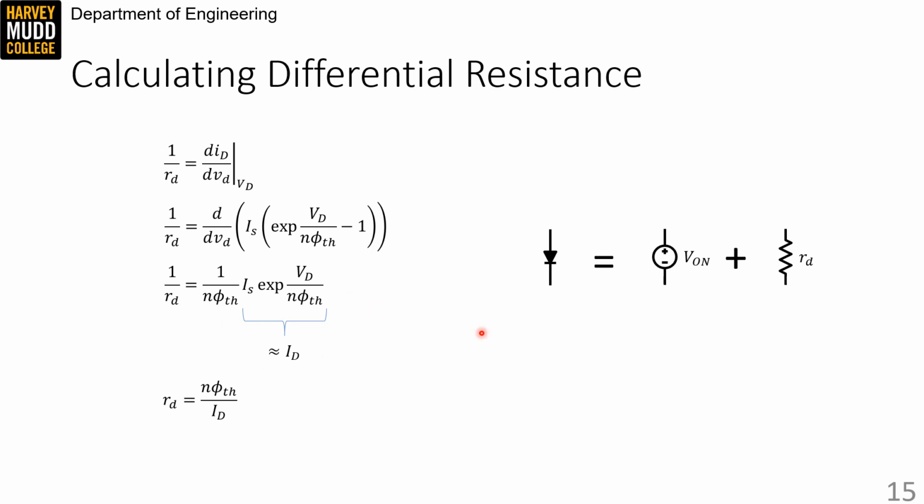Finally, the art on the right here is just a reminder that we're representing the full nonlinear diode as a large signal, which is a constant model, and I've just represented that as V on the switch voltage source, plus a small signal, a linear approximation to the diode's behavior that tells you how the current changes with voltage, and we've chosen to represent that linear approximation as a resistor.